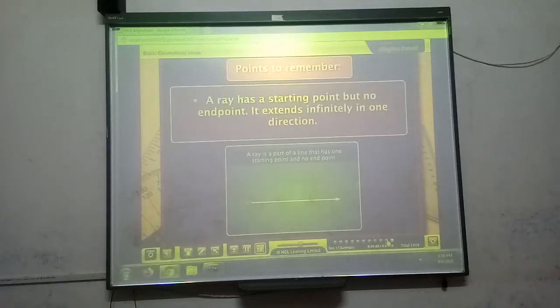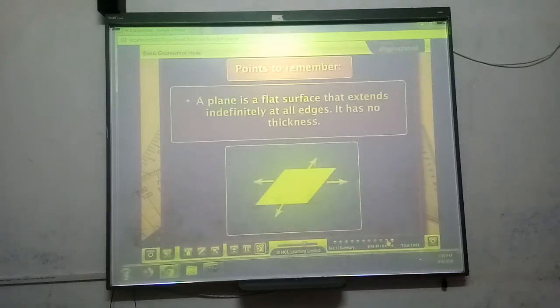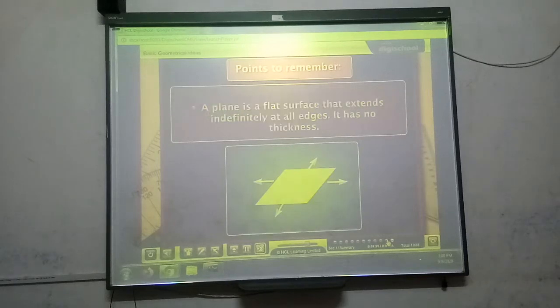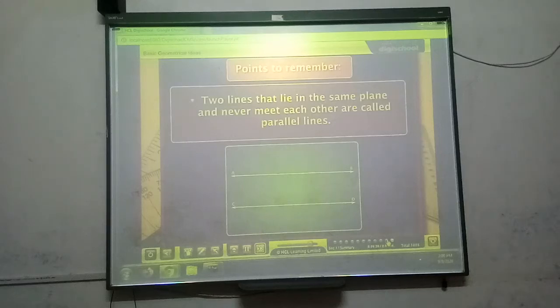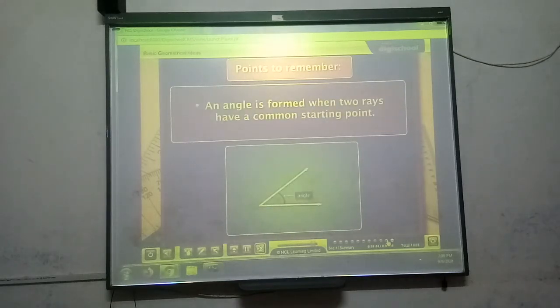A ray has a starting point but no end point. It extends infinitely in one direction. A plane is a flat surface that extends indefinitely at all edges. It has no thickness. 2 lines that meet at a point are called intersecting lines. 2 lines that lie in the same plane and never meet each other are called parallel lines. An angle is formed when 2 rays have a common starting point.